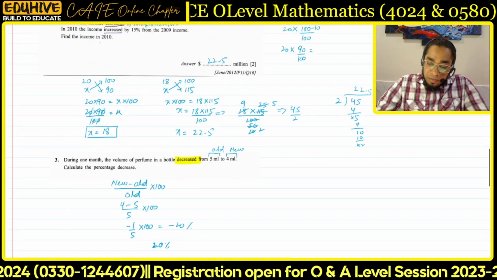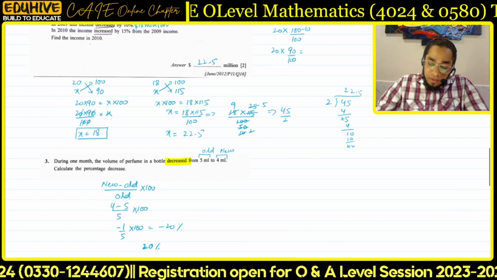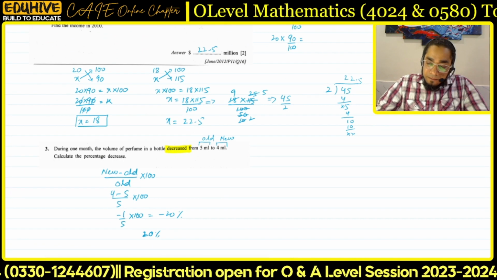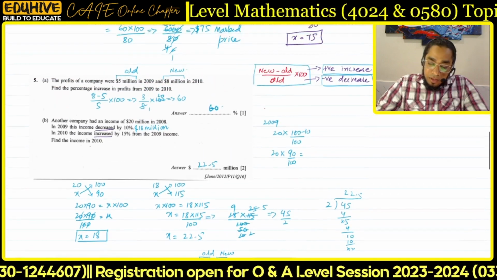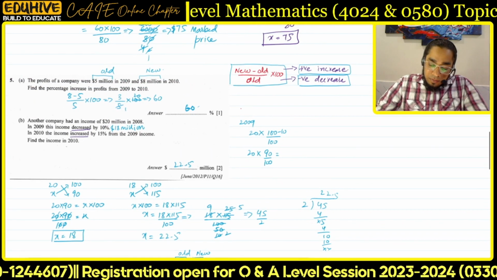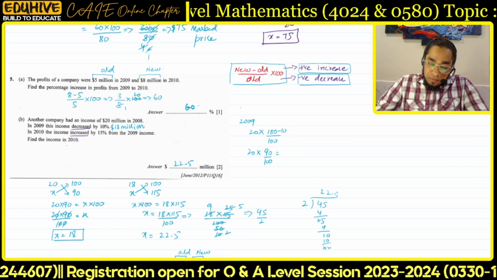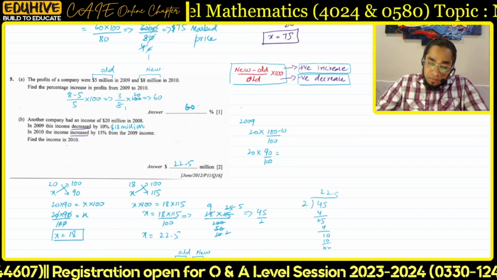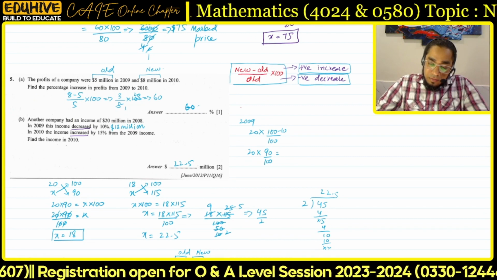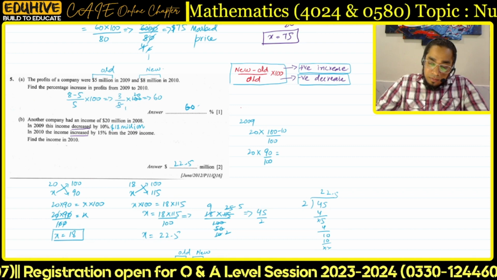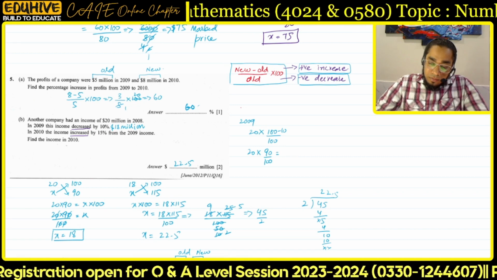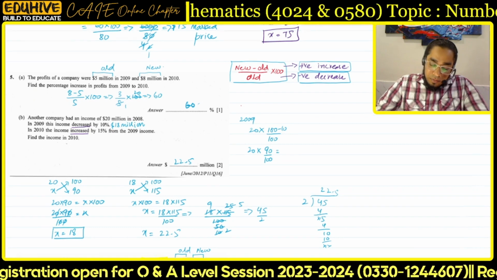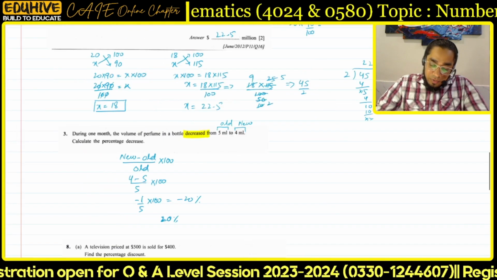Okay, scroll up. Where? Here? The previous question. Okay, this one. Perfume one. That was a perfume one.